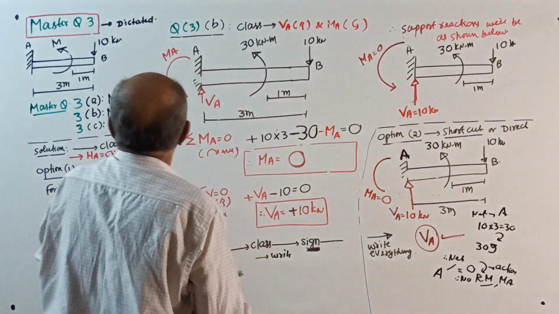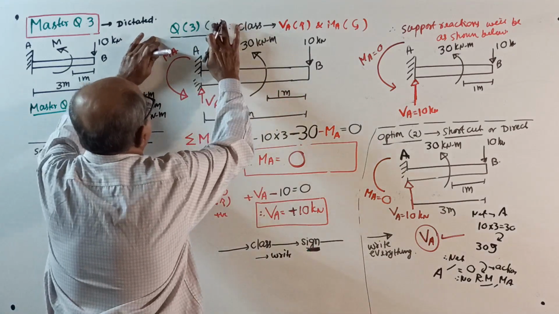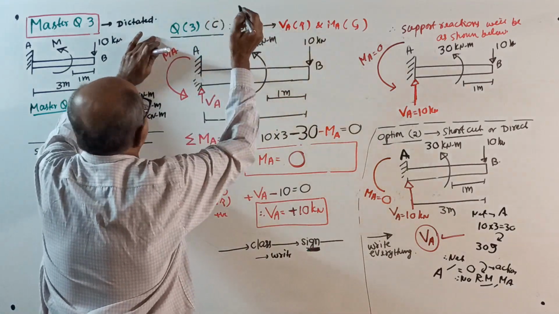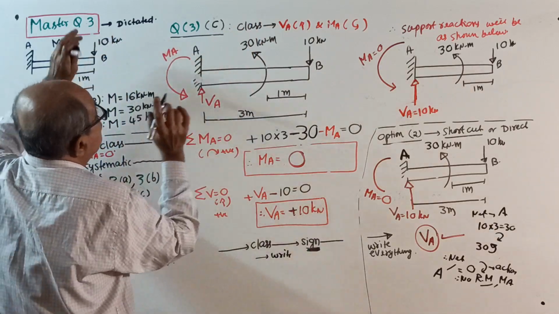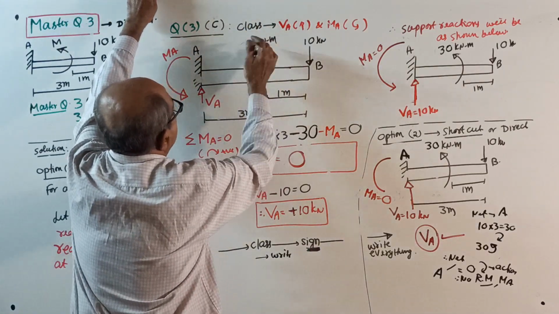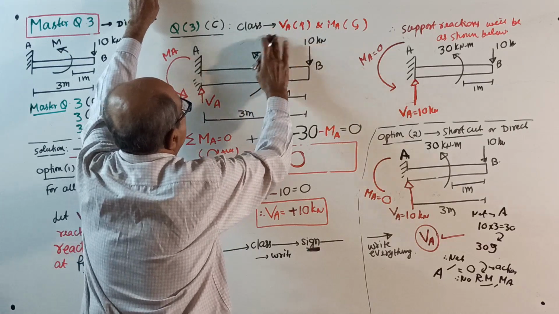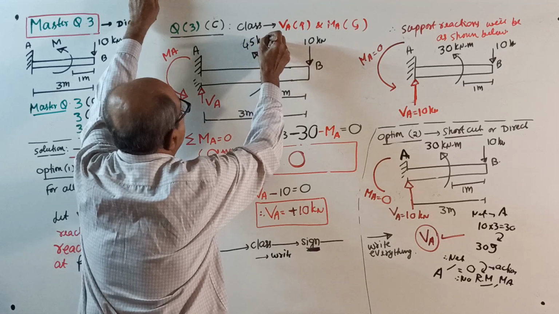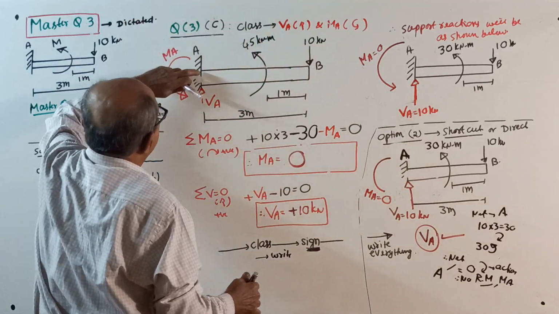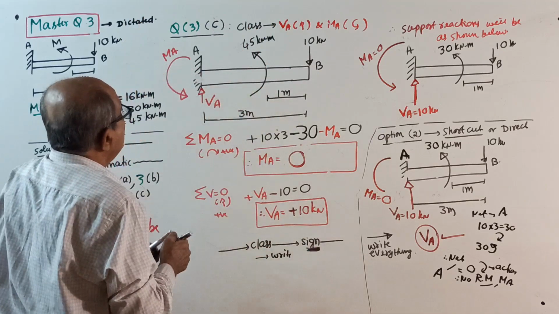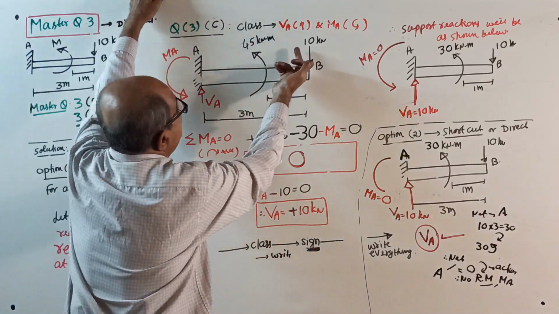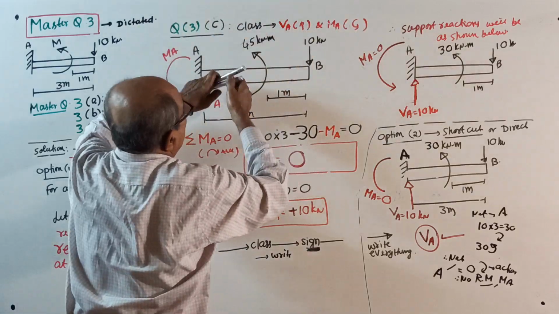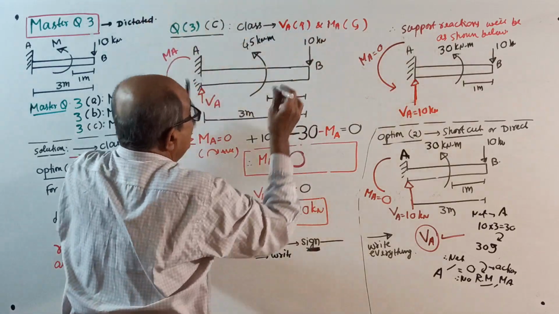Okay, now I will go to question 3C. What is that one? 45 kilonewton meter. You should write everything separately. Remember, don't do what I am doing now. Okay. Start. Take moment about A. Now, once again, we will assume VA upward, MA anti-clockwise. Actually, this is wrong. Okay, you can make out now.